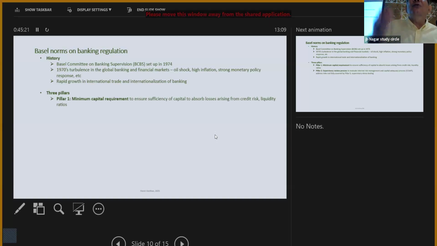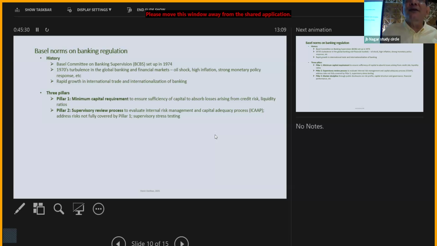It's almost like a fort needing a minimum level of embankment, let's say, to protect it from enemies. So the first pillar was minimum capital requirement. The second pillar was the supervisory review process. So how does the banking supervisor, i.e. the RBI in India, supervise banks? Because they also have a very critical role in making sure that banks are not taking excessive risk.